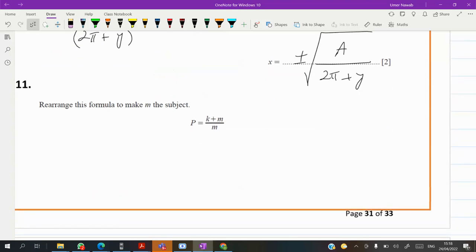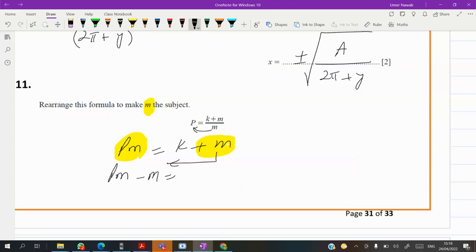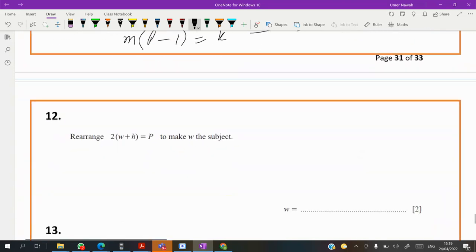Next, I want to make m the subject. First, you do cross multiplication. pm is equal to k plus m. Now, as we have two terms containing m, we need to send the plus m from the right to the left. pm minus m is equal to k. Take m common, so p minus nothing is here, so write 1, is equal to k. So the final answer is m is equal to k over p minus 1.